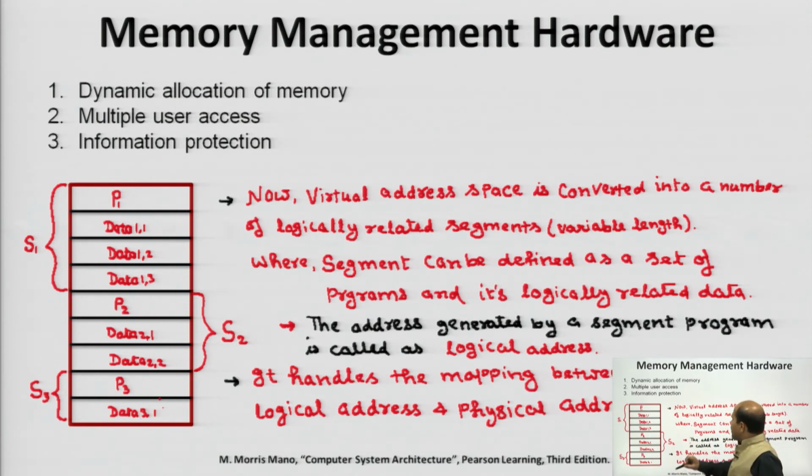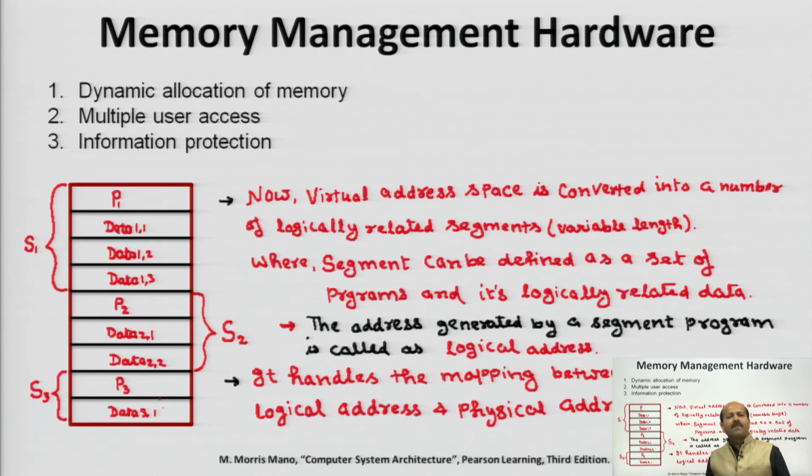These programs and corresponding data are stored in the auxiliary memory, and they can be protected. Information protection can also be provided by this concept. So the programs or data which are logically related are called a segment. This address space can be converted into various segments of different size which are logically related. Each segment will have a different size.